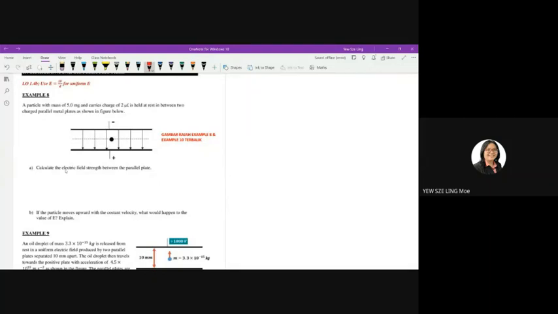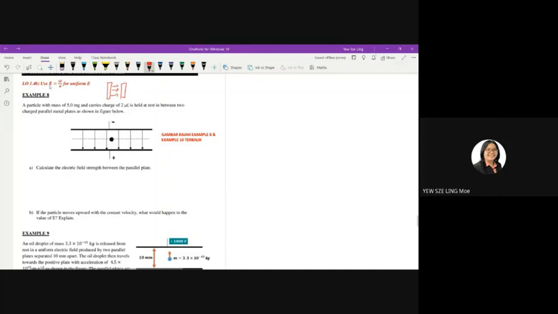Alright, so if you look at learning outcome 1.4, use E equals ΔV over d for a uniform electric field. You have two plates, so the uniform electric field is happening in between the plates. The electric field inside is all uniform.